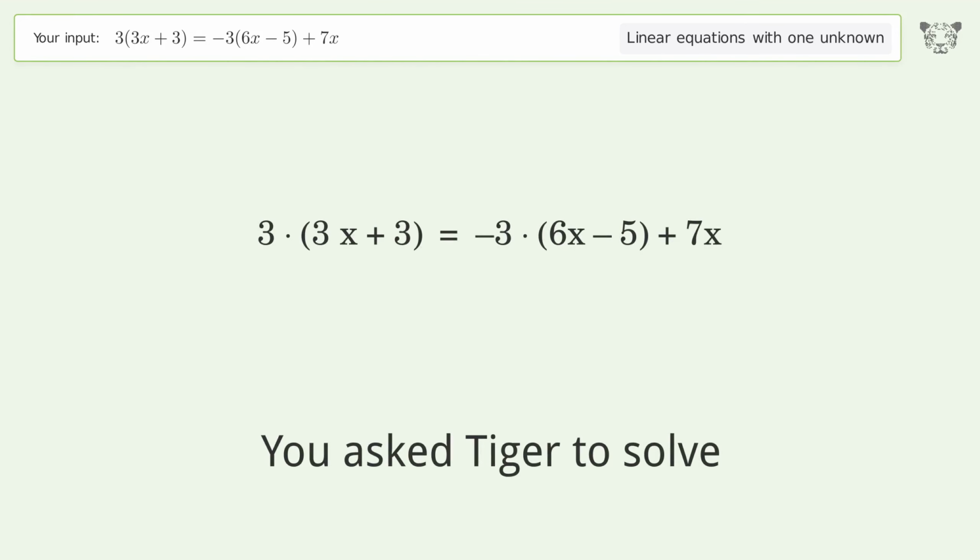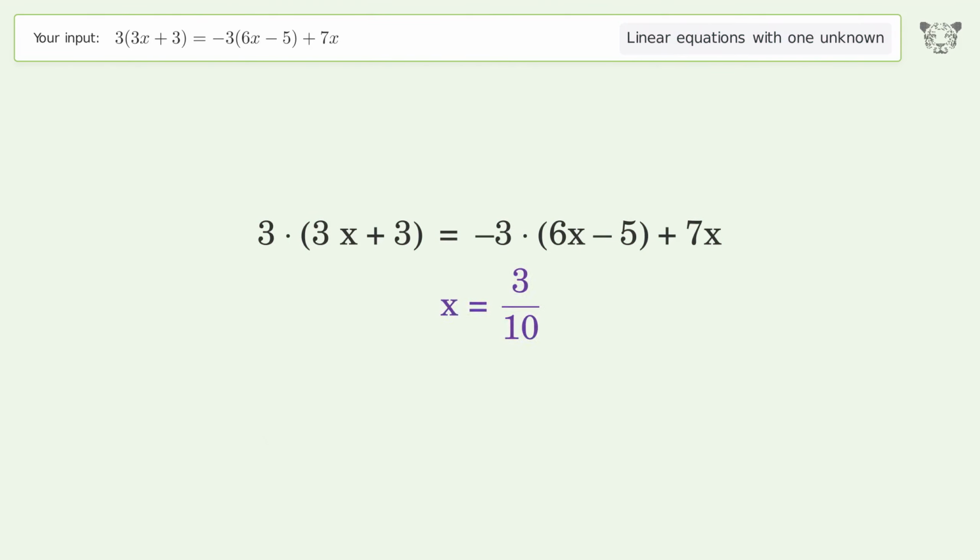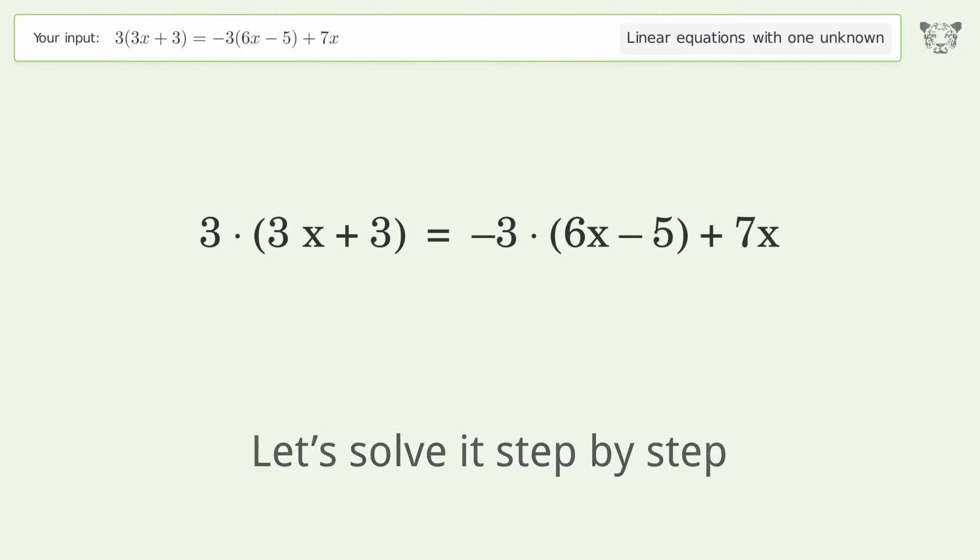You ask Tiger to solve. This deals with linear equations with one unknown. The final result is x equals 3/10. Let's solve it step by step.